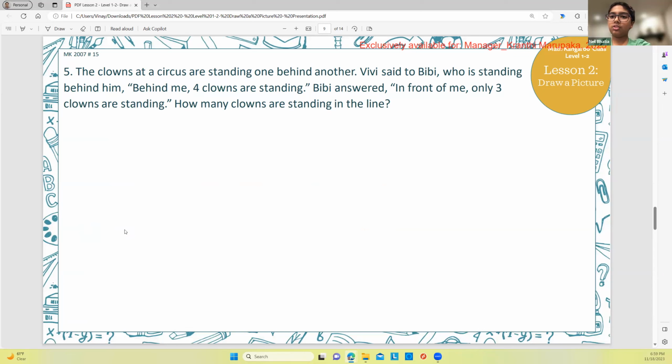The clowns at a circus were standing one behind another. Vivi said to Bibi, who was standing behind him, "Behind me, 4 clowns are standing." Bibi answered, "In front of me, only 3 clowns are standing." How many clowns are standing in the line? You'll have 1 minute to solve this, starting now.